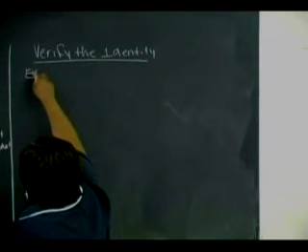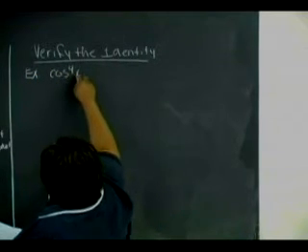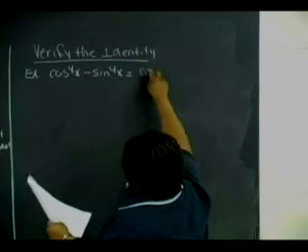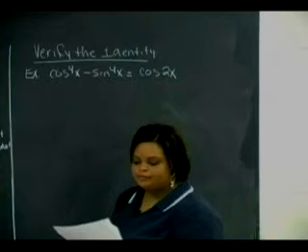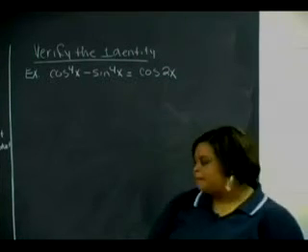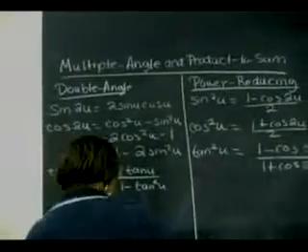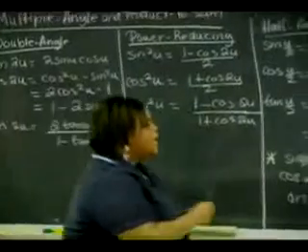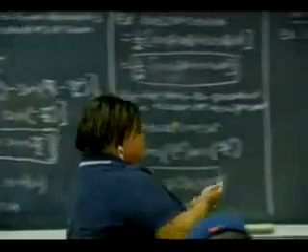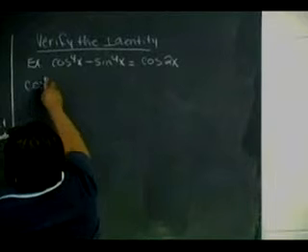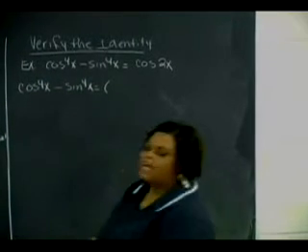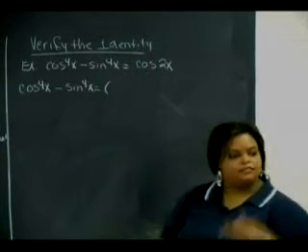Suppose we want to verify that cosine to the 4th power x minus sine to the 4th power x equals cosine 2x. Now, we want to start with the side that is most complicated, which is cosine to the 4th power x minus sine to the 4th power x. And this is the difference of two squares, isn't it? I can factor.